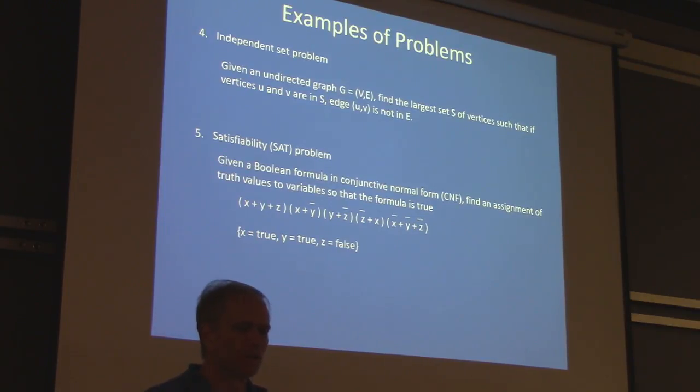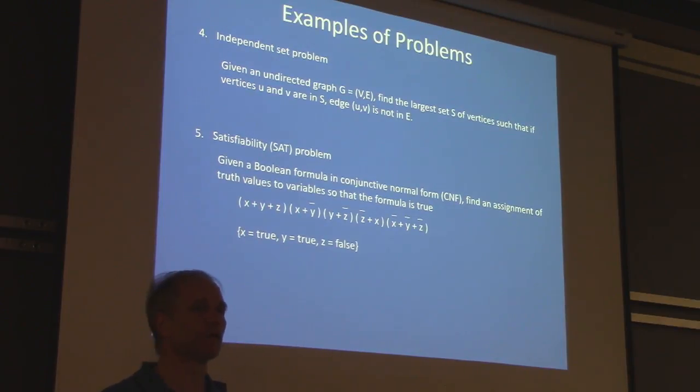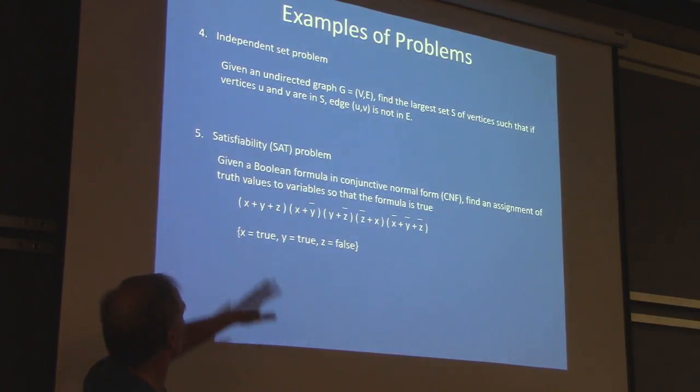Okay? So, independent set problem, easy to verify. No one has ever discovered an efficient way to solve it in general, but that's when an algorithm is exponential. Satisfiability, same deal. Easy to verify an answer. No one's ever found an efficient solution.